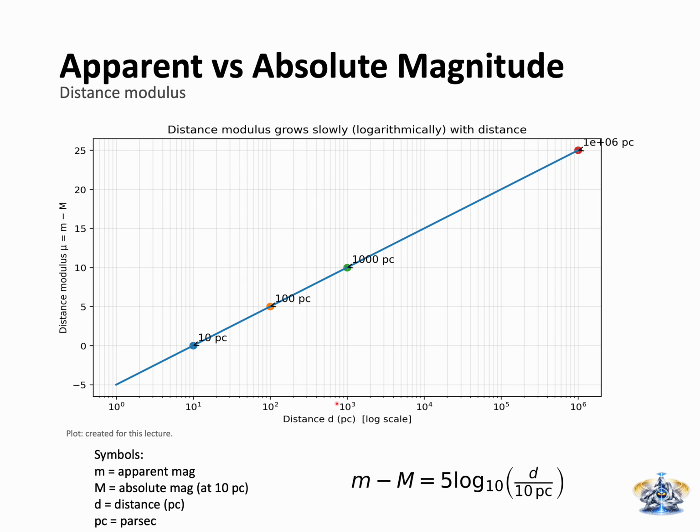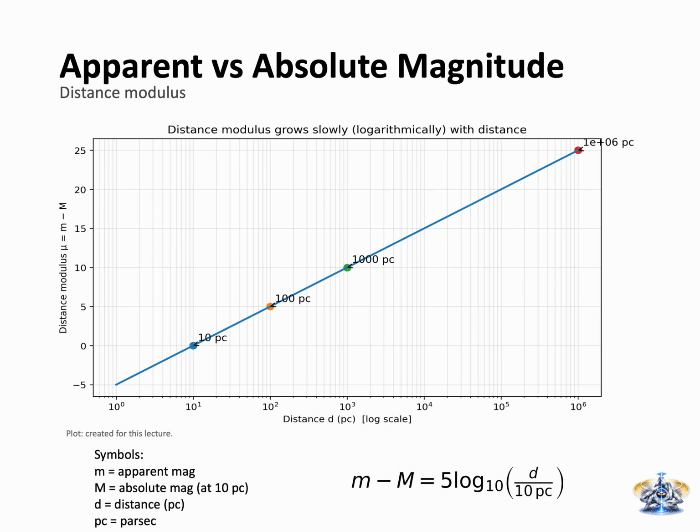Now look at this graph. It shows that this quantity grows slowly because it's logarithmic. So huge jumps in distance don't create insane numbers in magnitude space. That's why astronomers love this system. Key idea to remember. To use this, we must somehow know M, that is the absolute magnitude. That is the next question.